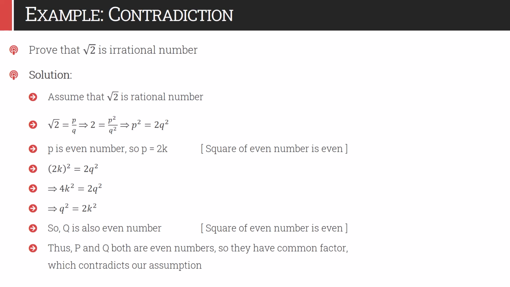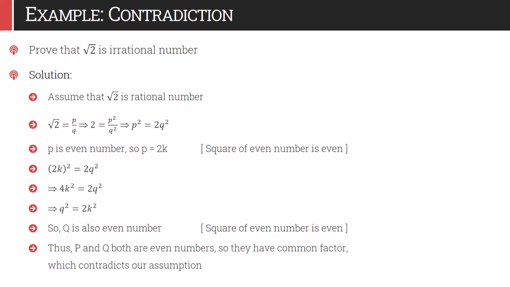So they have a common factor, which contradicts our assumption. Right? p is also even, q is also even, and we assumed that root 2 is equal to p by q. We have assumed that it is a rational number. So if it is a rational number, there should not be any common factor in p and q, but now we have proved that both are even and hence 2 would be common in both.